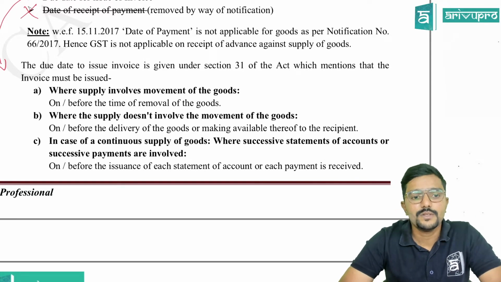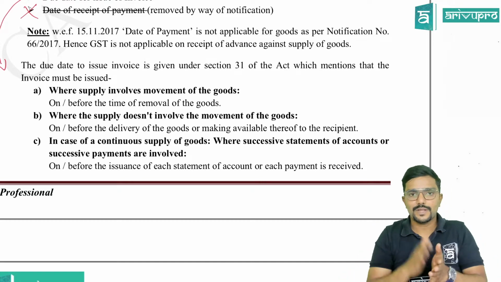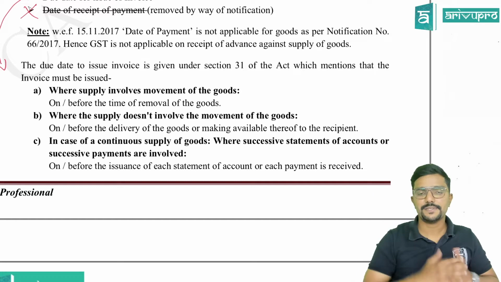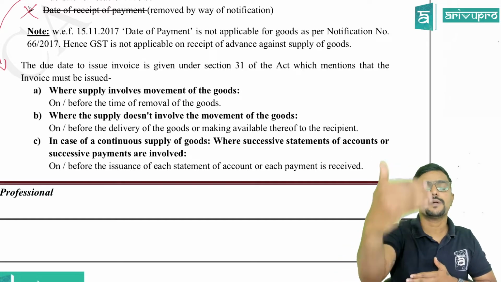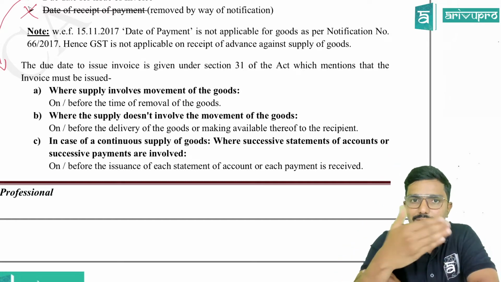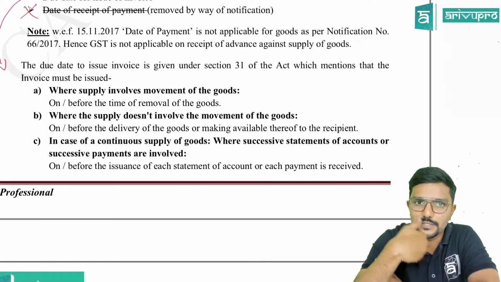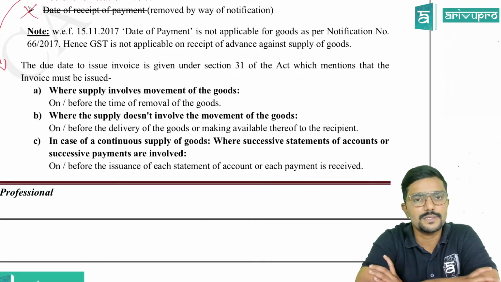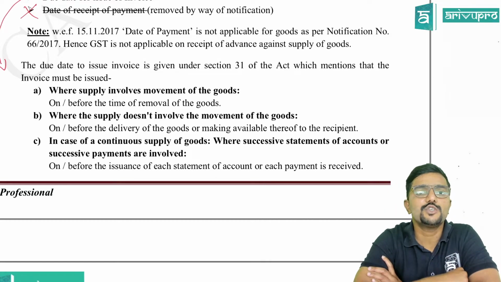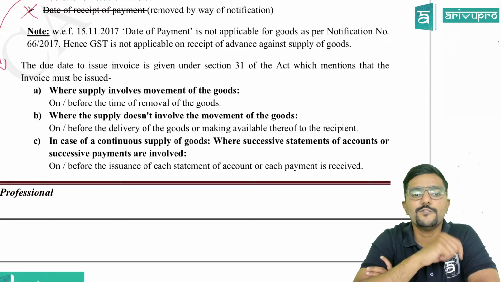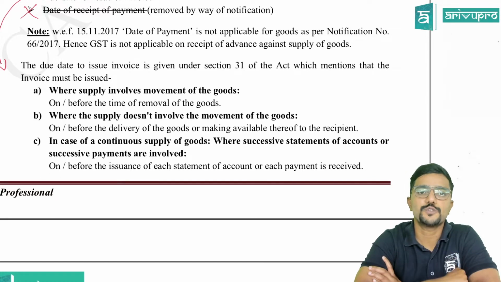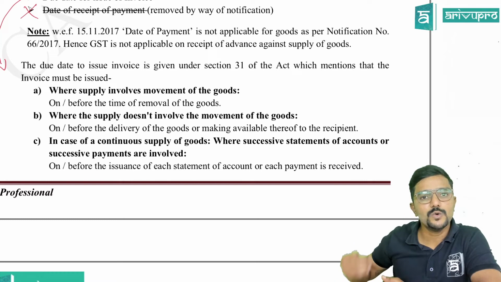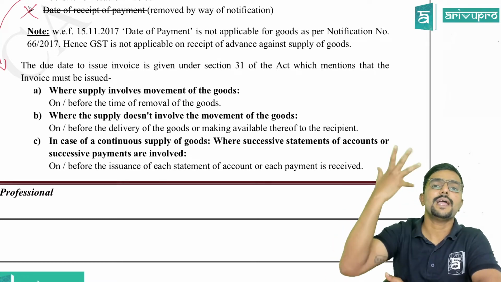So there are different types of supplies. First, where supply involves movement of goods. Assume I am the supplier, you guys are the recipient. I am supplying the goods from my place to your place. So there is a movement of goods from supplier's place to recipient's place. In that case, when should I issue the invoice? On or before the time of removal of goods. Means at the time the goods are removed from my place, I have to issue invoice.